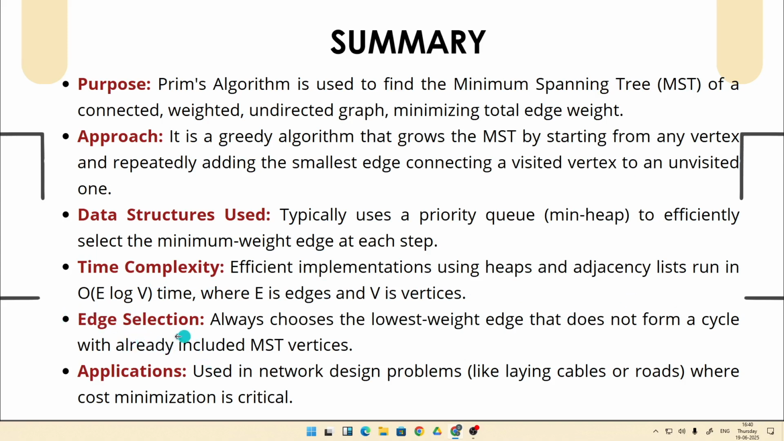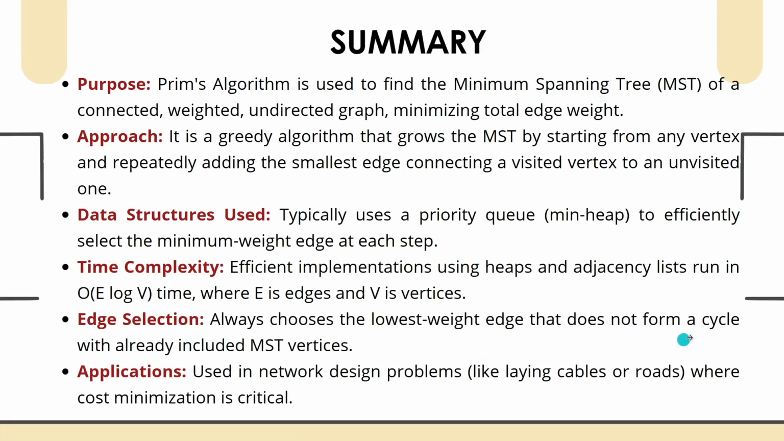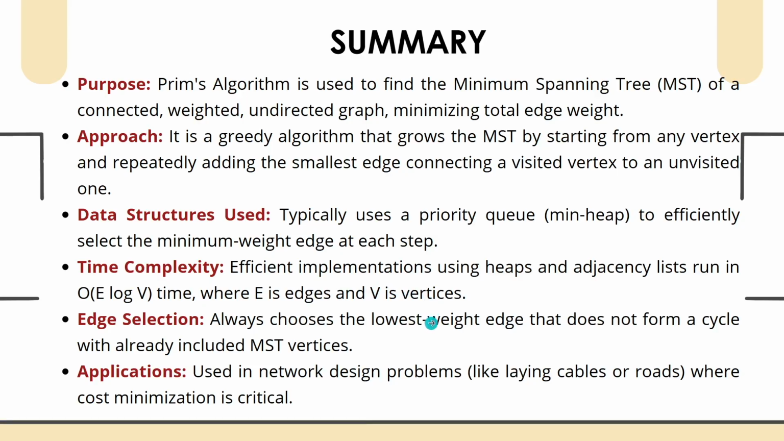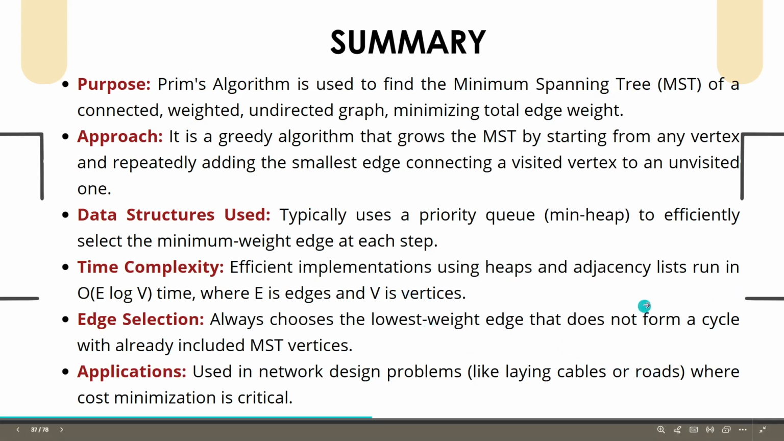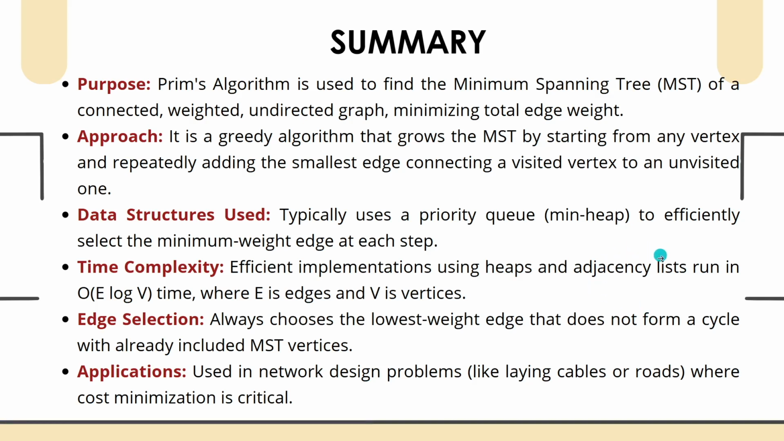When it comes to edge selection, Prim's algorithm always chooses the edge with the least weight, and the edge upon adding into the tree should not lead us to a cycle. And when we talk of applications of this minimal spanning tree, as I said before, mainly in networking design problems like laying cables or roads, this particular algorithm is very essential, as it brings down the cost of implementation. So, hope you are thorough with Prim's algorithm by this time. In the next lecture, we will be learning about Kruskal's algorithm.